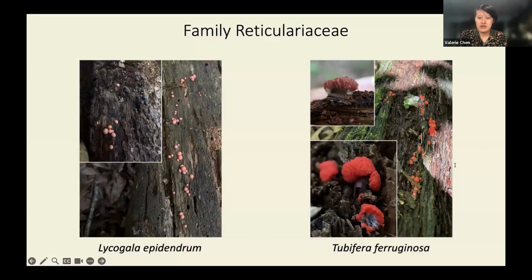Lycogala epidendrum has aethalia, which are cushion-shaped or irregularly shaped fruiting bodies, while Tubifera ferruginosa has pseudoaethalia, where you can see that the fruiting bodies are blob-shaped, but their individual sporangia are clustered together. The hypothallus, or attachment to the substrate, is also pretty prominent in the species, as the whitish material at the base of the fruiting bodies.